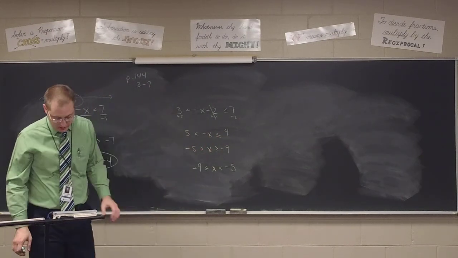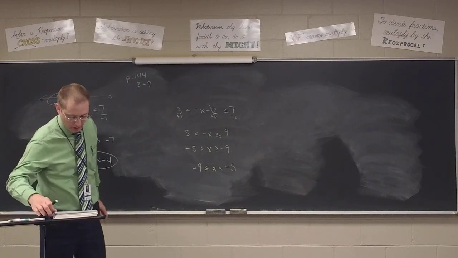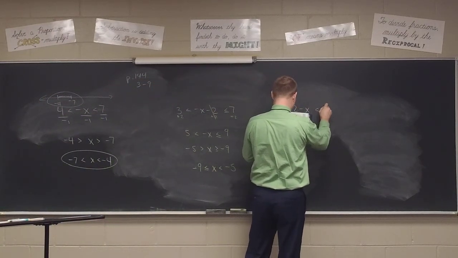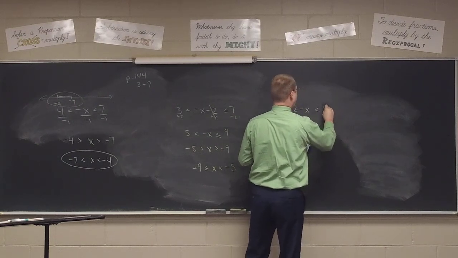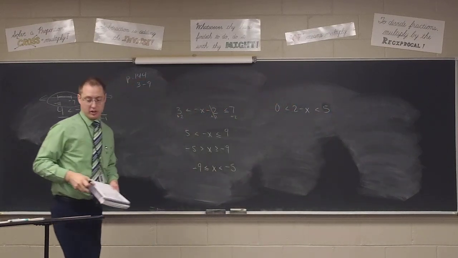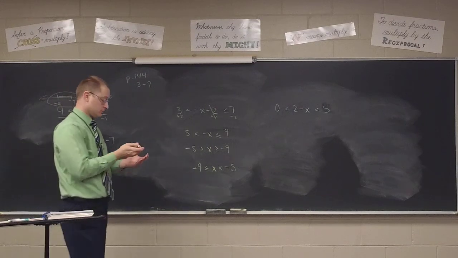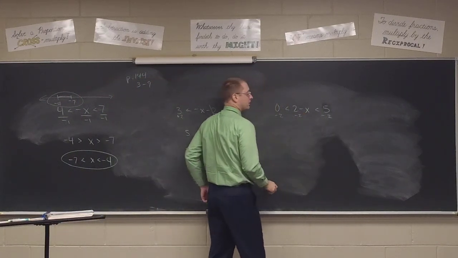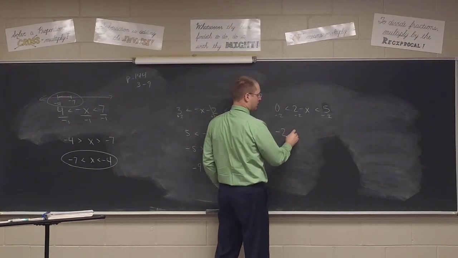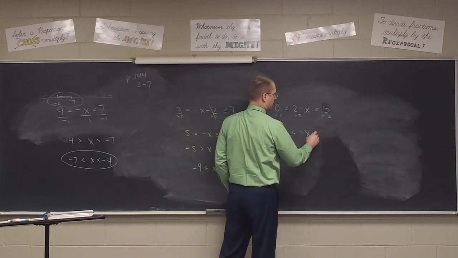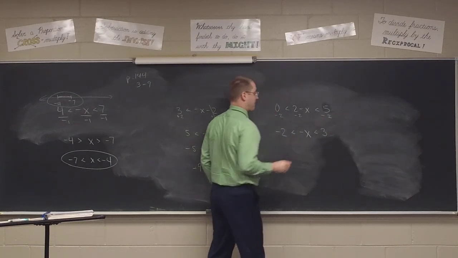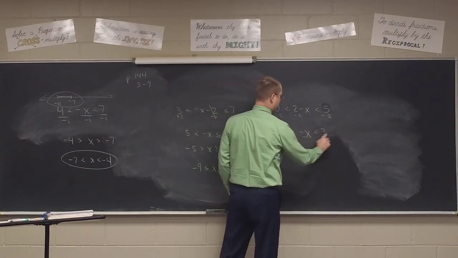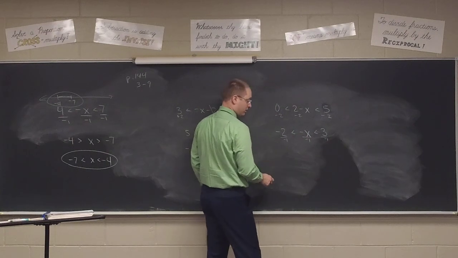All right, let's take a look at number 16. Number 16. 0 less than 2 - x less than 5. And Brecken, start us off this time. To get? All right, Maddie, now we need to divide everything by the -1 to get.